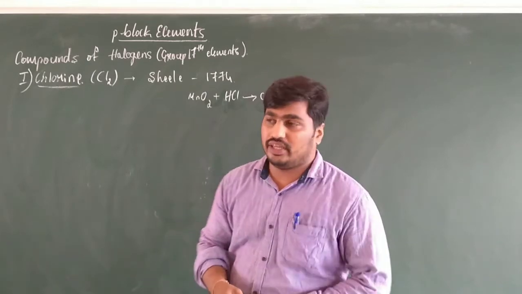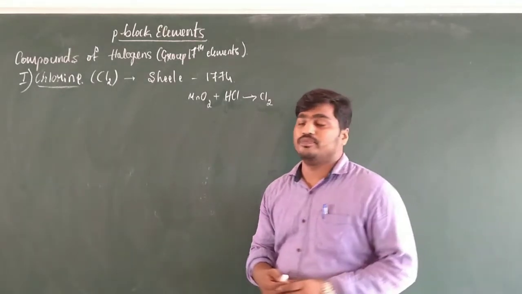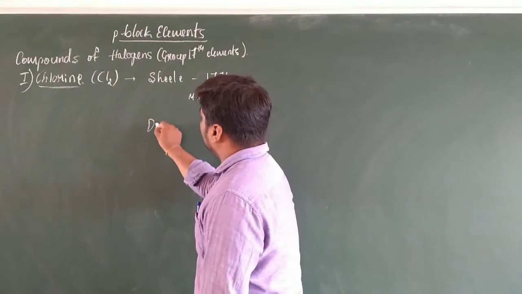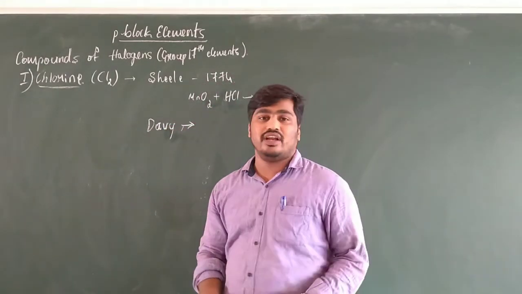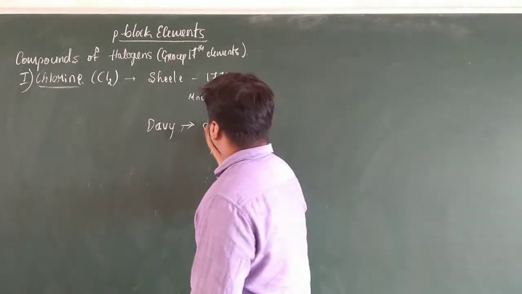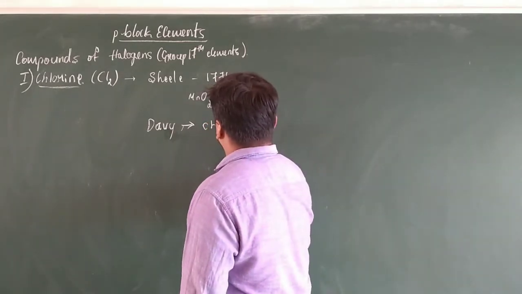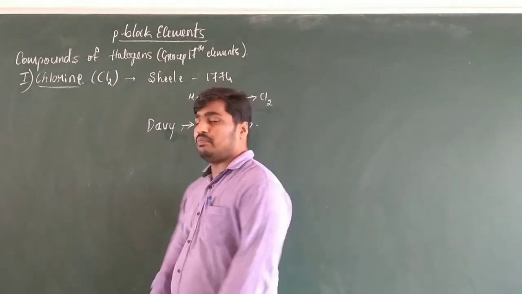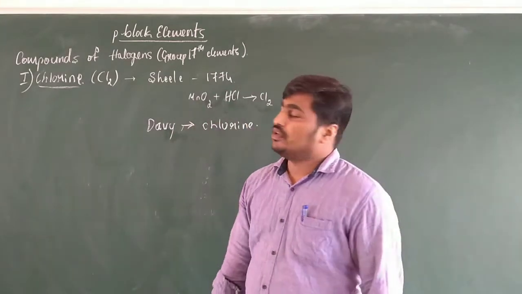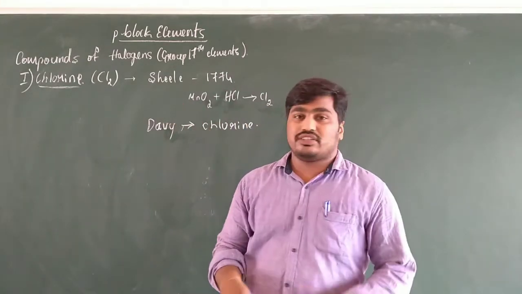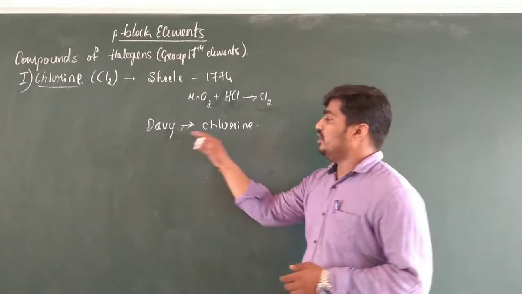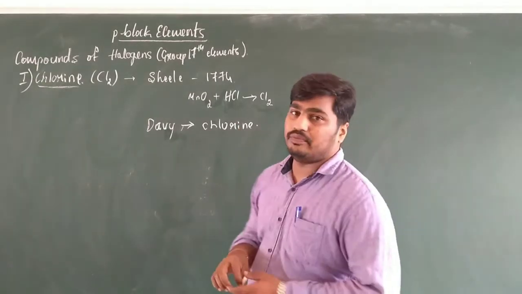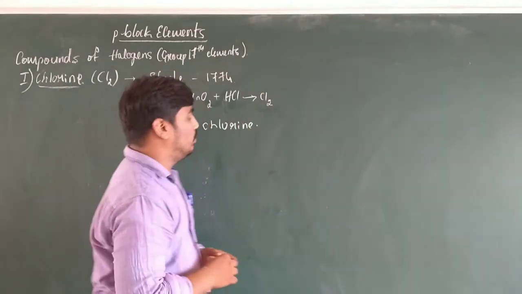After several years, in the 18th century, David explained the elementary nature and gave the name. Scheele just introduced the compound. After that, David gave the name. The name is chlorine.